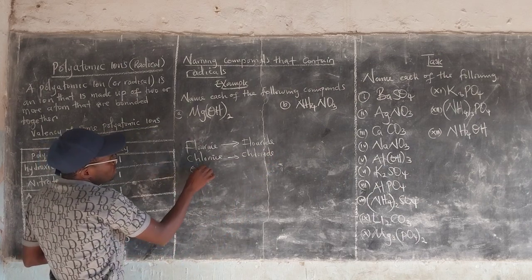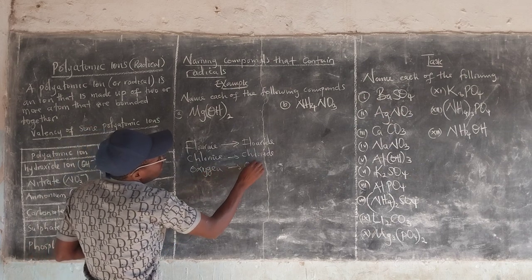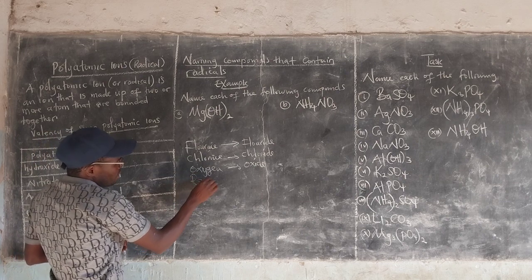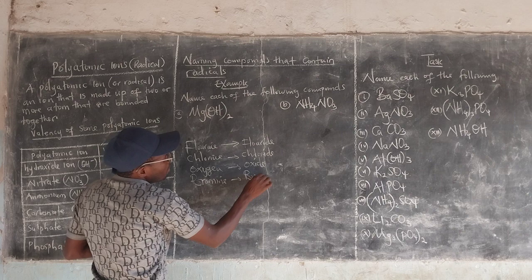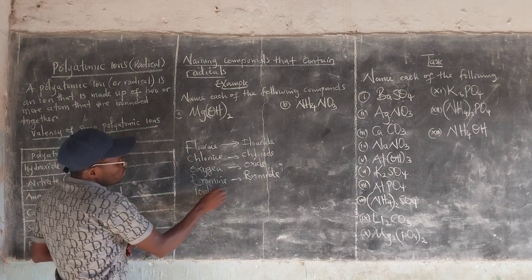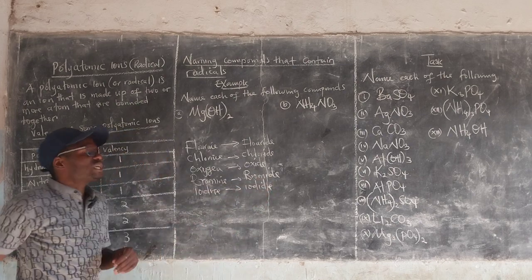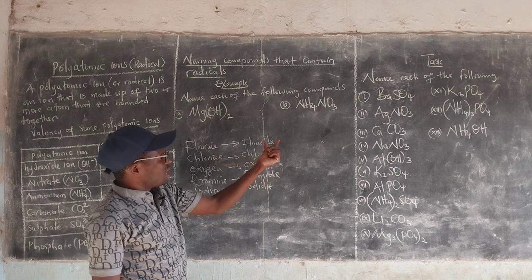If it is oxygen, it will form what? Oxide. Like that. And then if it is bromine, it will form a compound called what? Bromide. If it is iodine, it will form a compound called what? Iodide. If you can check, you will say ide.